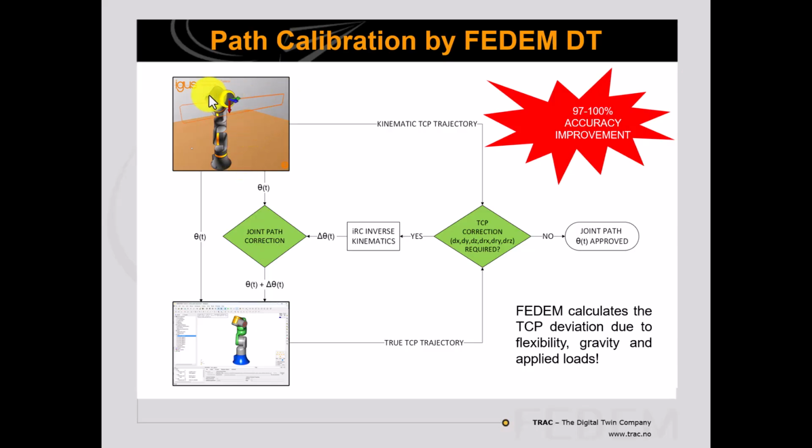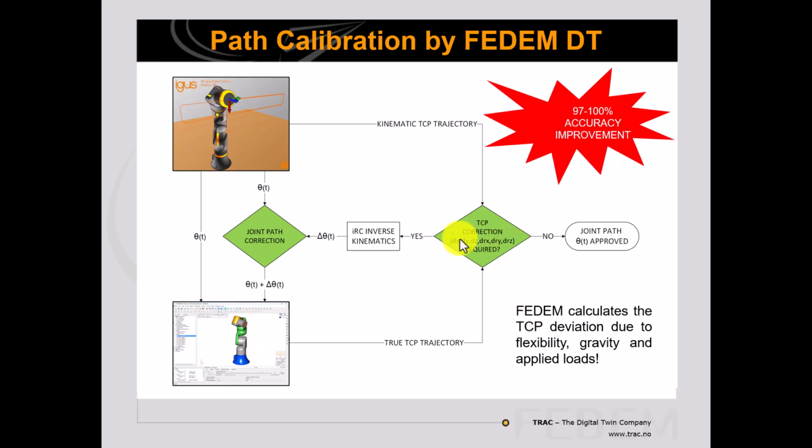First, I program the TCP path, which is a rectangular pattern with 4 target points in IGUS iRC. And then IGUS iRC is calculating the joint trajectory by using the inverse kinematics, and it can also output the kinematic TCP trajectory. Then I can simulate the joint trajectory in FEDEM, and I can calculate the true TCP trajectory. And then I can calculate the TCP deviations, because FEDEM is considering all the flexibility effects and the inertia loads and gravity loads acting on the real robot.